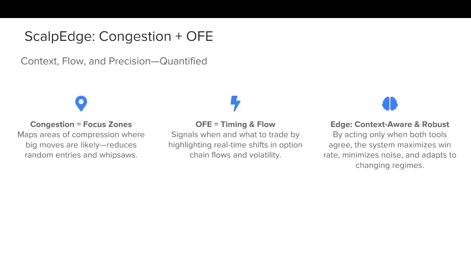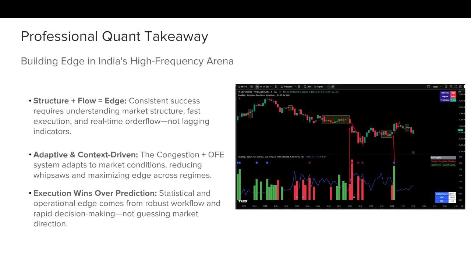So, if we add both, congestion is the focus zone where compression is going on. After that, we will trade. Option flow engine will basically tell you what is the signal, whether you're bullish or bearish, which side the flow is going on. Number three, when both combine, you get an edge, which is context aware and robust. So by acting only when both tools agree, the system maximizes win rate, minimizes noise, and adapts to changing regimes.